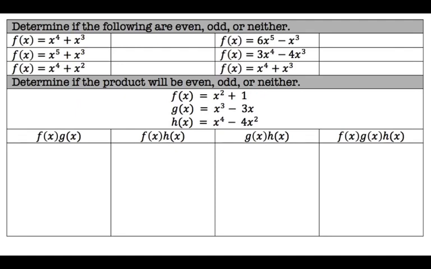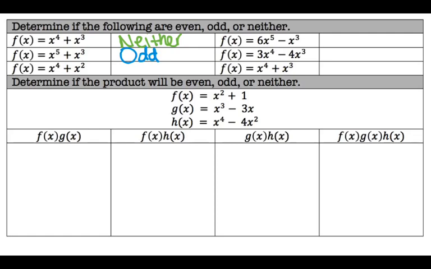Alright, determine if the following are even, odd, or neither. So I have f of x equals x to the fourth plus x to the third. Okay, so to the fourth, that's even, and third is odd. So that's an even and an odd, so that's neither when I'm adding. Alright, the next one I have x to the fifth plus x to the third. 5 is odd and 3 is odd, so they're both odd, so when I add them, it's odd.